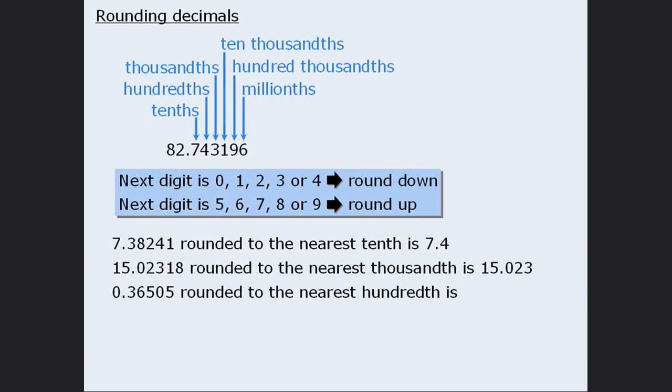Okay, let's try one more. To round this number to the nearest hundredth, we first locate the digit in the hundredths place and then examine the digit to the right of it. Since the next digit is a 5, we must round our number up to 0.37.